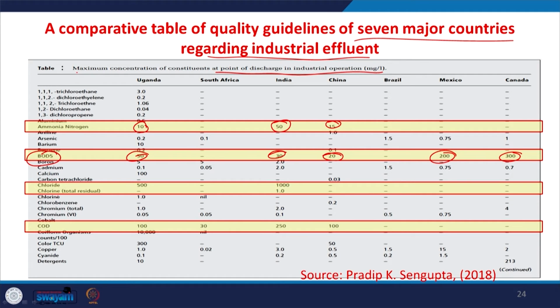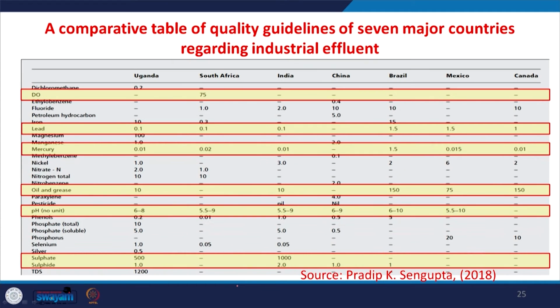Similarly, if we take chloride, and chlorine as total residual, it is 500 in Uganda, and 1000 if we talk about chloride in the Indian context, and 1 milligram per liter if we talk about chlorine, the total residual. Now, again if we talk about the COD, in the Indian context it is 250 milligram per liter, whereas in Uganda it is 100 milligram per liter, in South Africa 30 milligram per liter, and in China it is 100 milligram per liter.